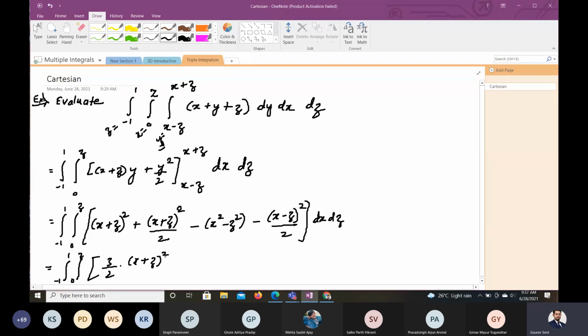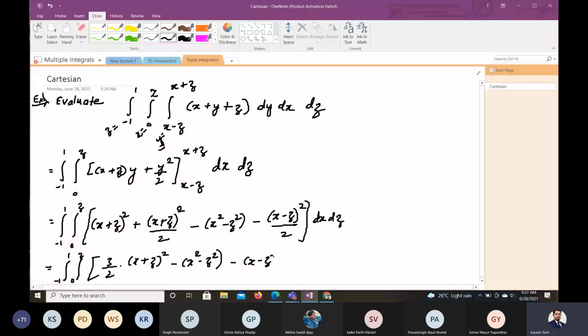The next term is going to be, we can simplify this somewhere else, minus x square plus z square. Okay. Take the integration. So minus of x square minus z square minus x minus z whole square divided by 2, bracket complete, dx dz.